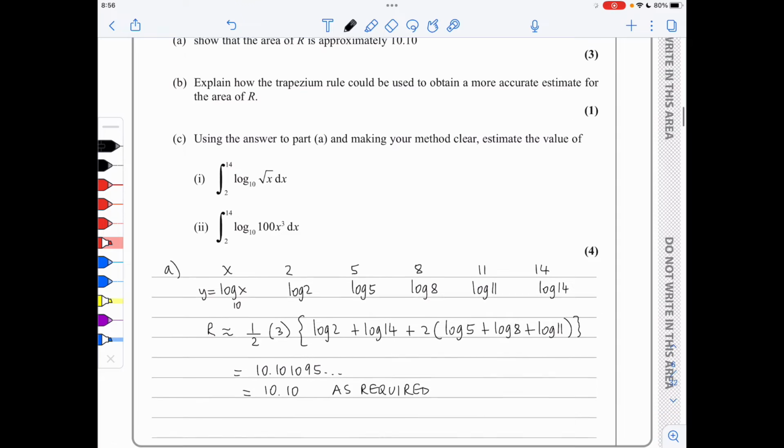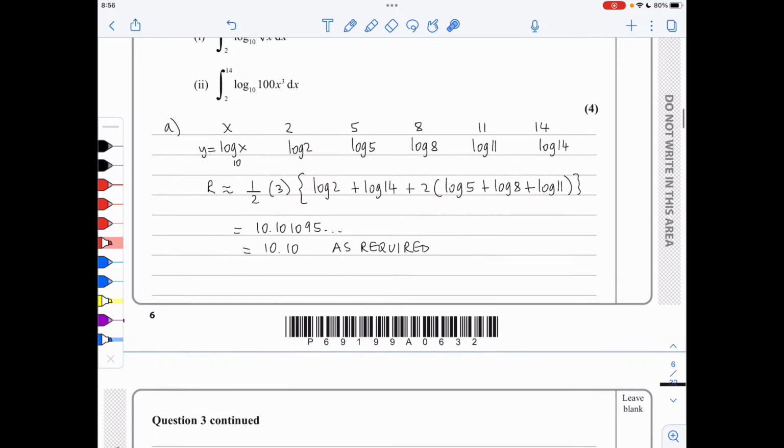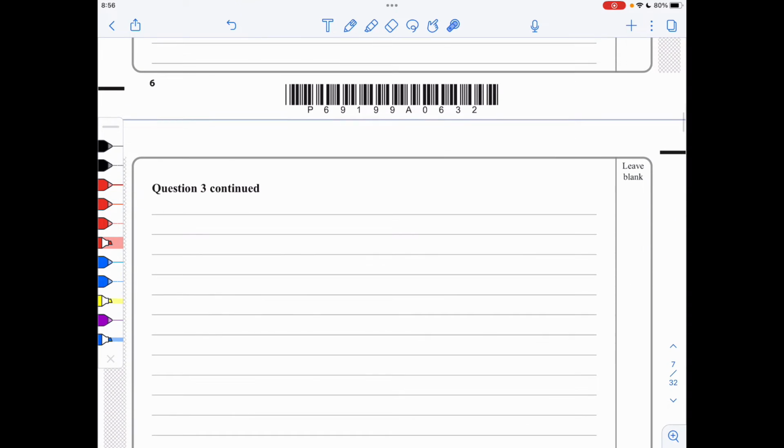And then in B, we are asked to explain how this trapezium rule could be used to obtain a more accurate estimate for the area of R. So we know that the more strips we use, the more accurately we follow the curve and the more accurate our estimate will be. So the answer is simply to use more strips.